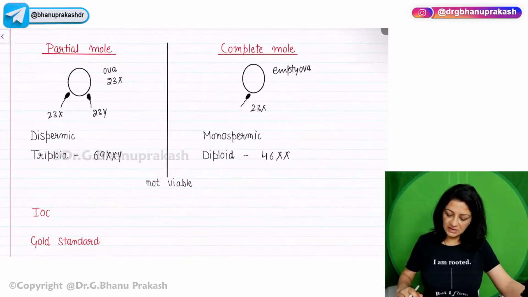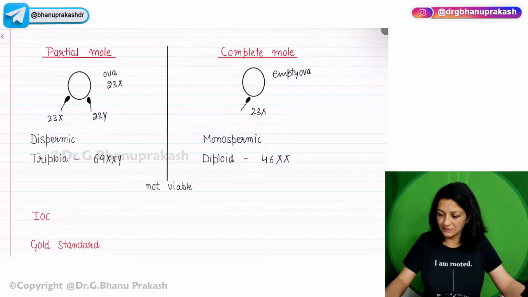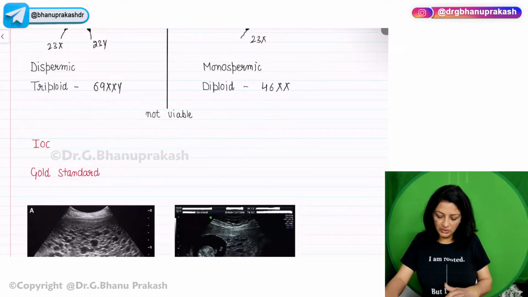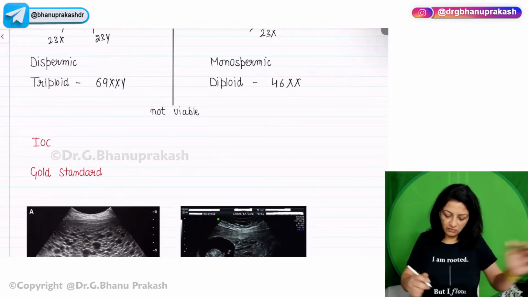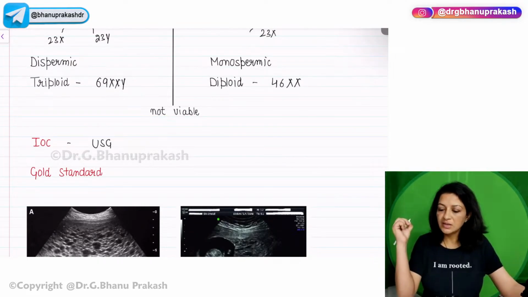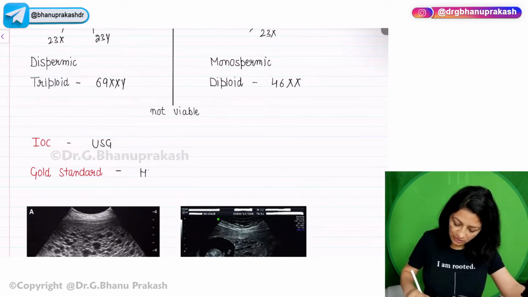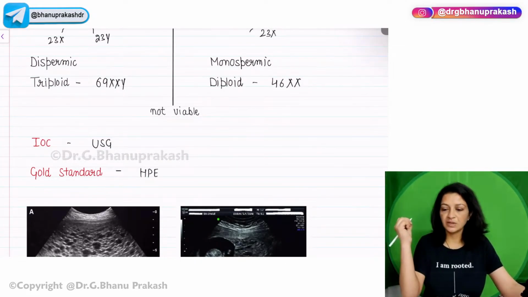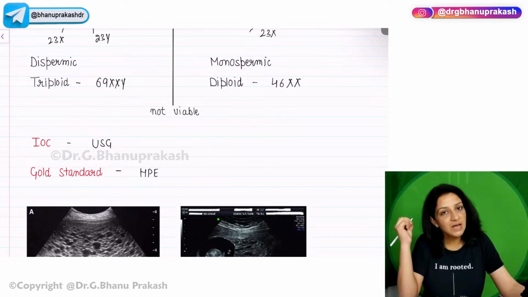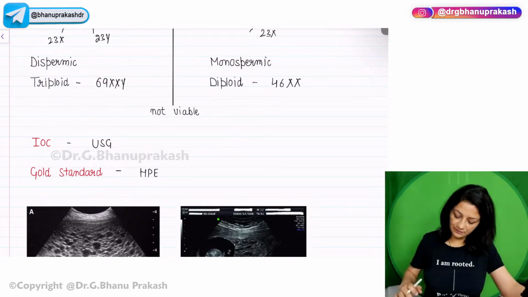So this pregnancy is not viable. Molar pregnancy is not a viable pregnancy. So investigation of choice will be ultrasound, and the gold standard is histopathological examination.